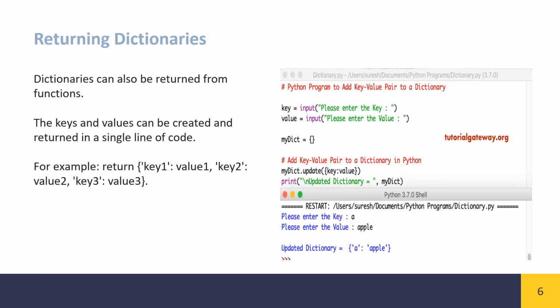Returning dictionaries. Dictionaries can also be returned from functions. The keys and values can be created and returned in a single line of code. For example, return {key 1: value 1, key 2: value 2, key 3: value 3}. Here is an example program.